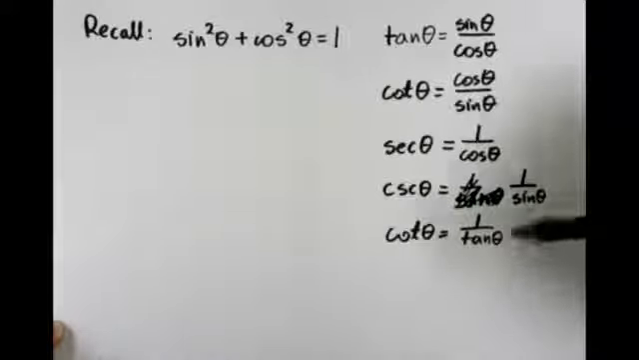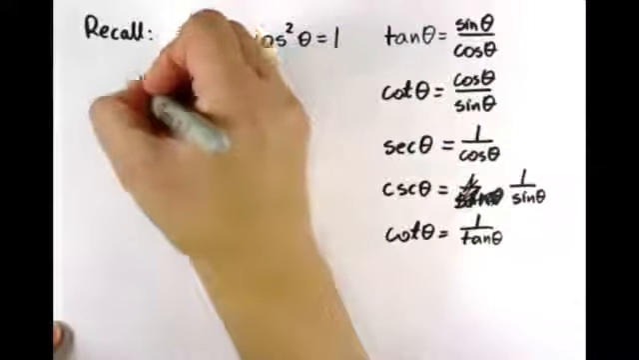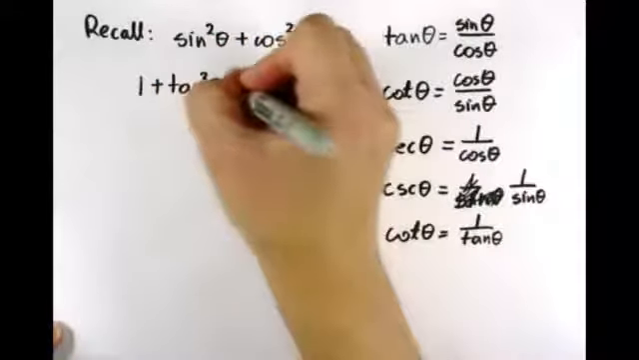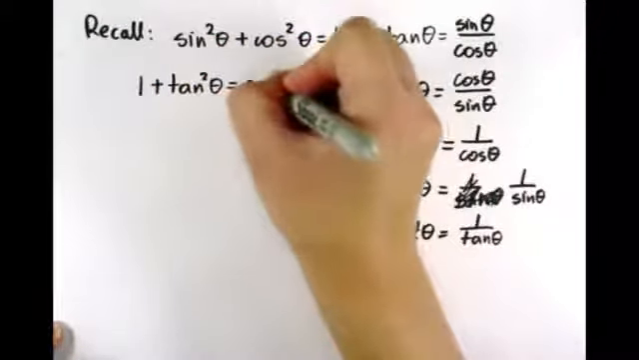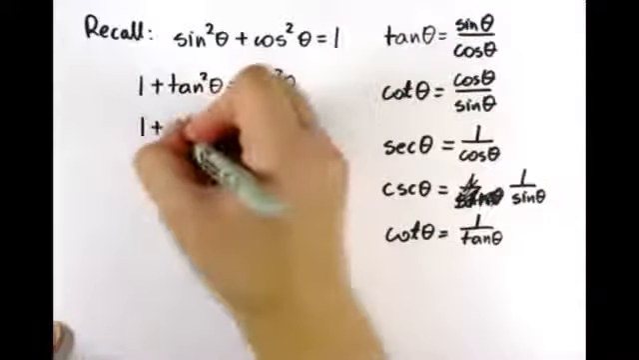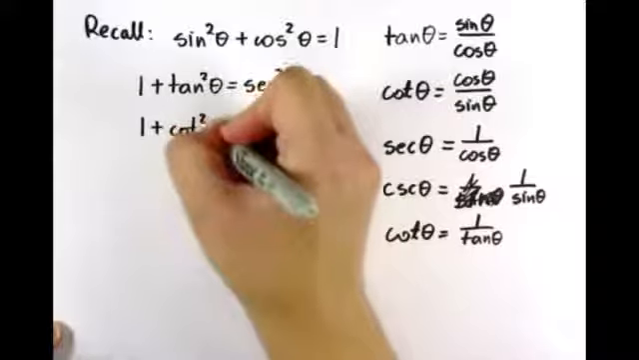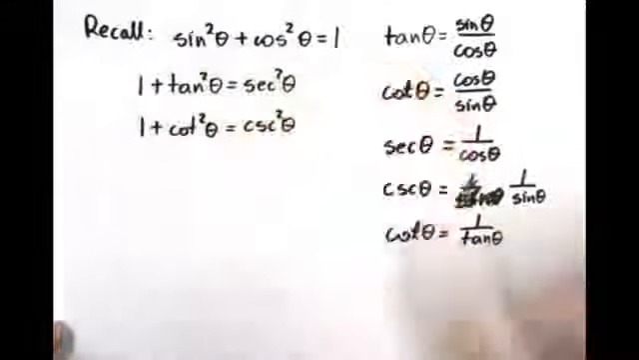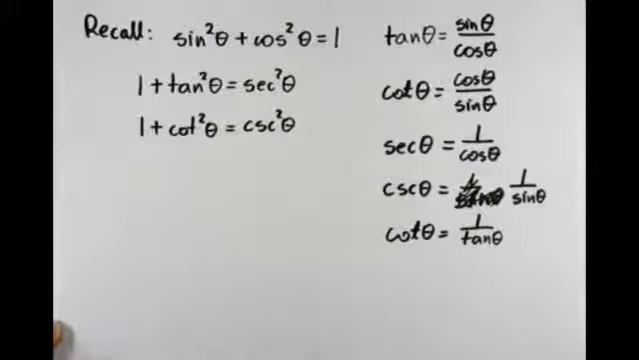Okay, and now we have a couple more. 1 plus tangent squared is secant squared, and 1 plus cotangent squared is cosecant squared theta.